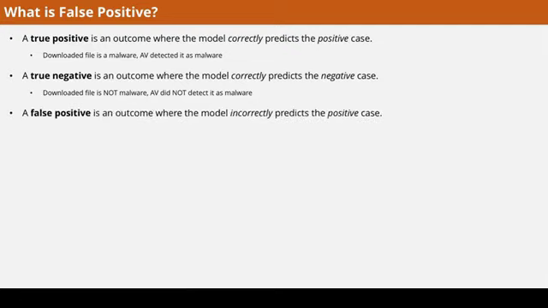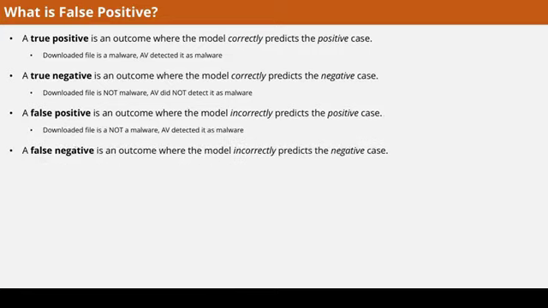A false positive is an outcome where the model incorrectly predicts the positive case. That is, downloaded file is not a malware, AV detected it as a malware. A false negative is an outcome where the model incorrectly predicts the negative case. That is, downloaded file is a malware, AV did not detect it as a malware.